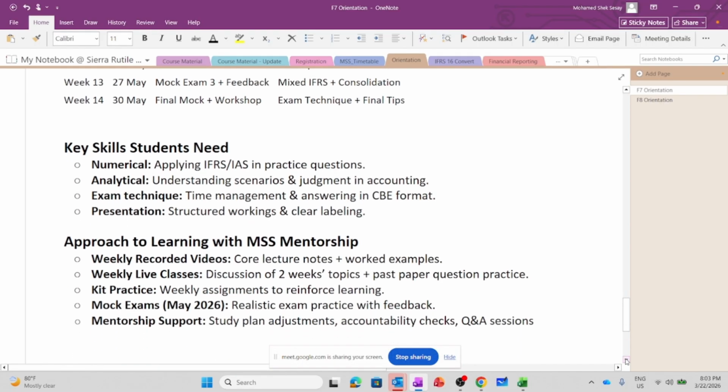So basically, this is the approach to learning with MSS. We are going to look at the weekly recorded videos, the weekly live online classes. We are going to practice kits, and also we are going to get mock exams.